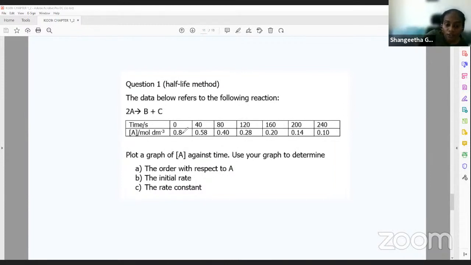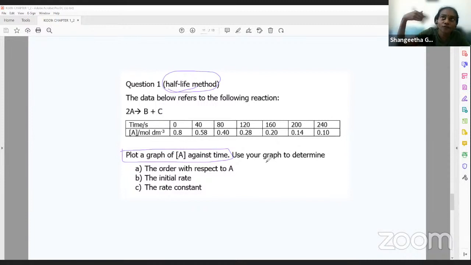Okay, and your concentration in the table here. So plot a graph of A against time, and use your graph to determine the order with respect to A, the initial rate, and also the rate constant. Now, what they have done is they already tell you what graph they want you to plot. So if you have this kind of question, you can already suspect that you are using a half-life method.